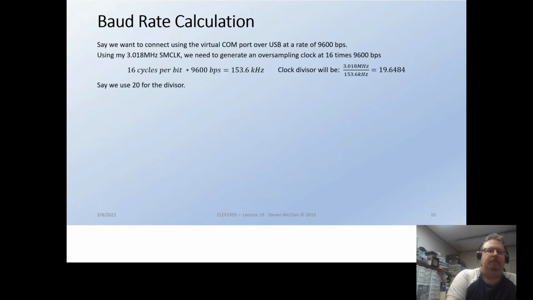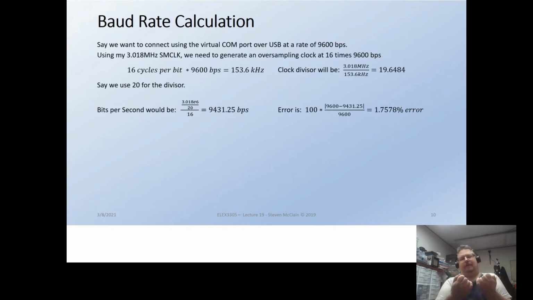So say we're going to use 20 for the divisor. If we use 20, then our final clock would be 94.31 bits per second, which is not really what we're after. Like 1.75% error is quite a bit of error there.